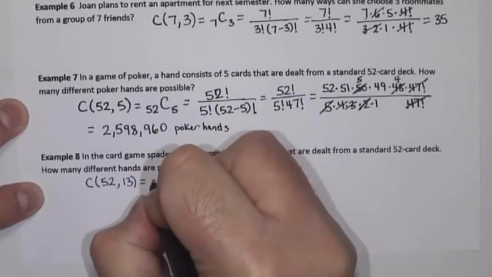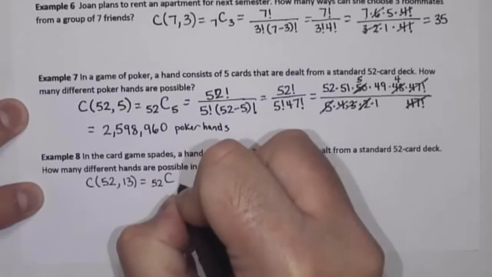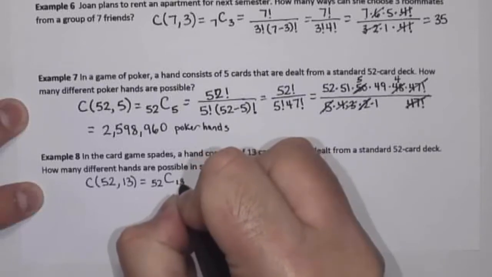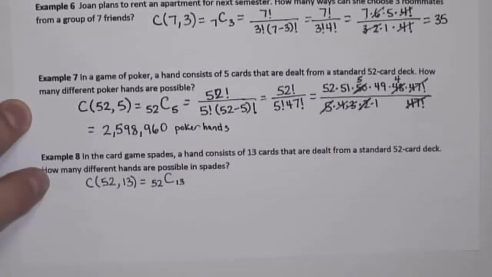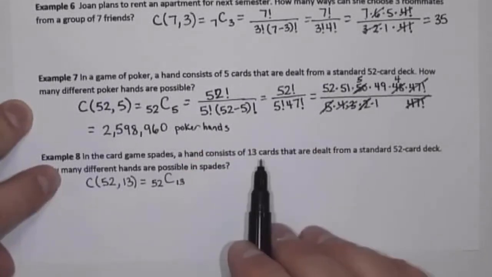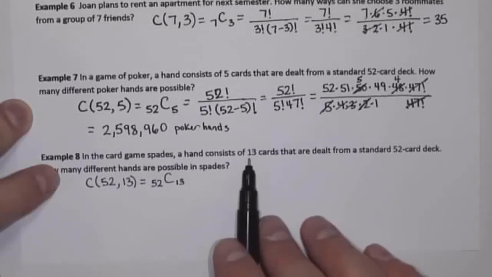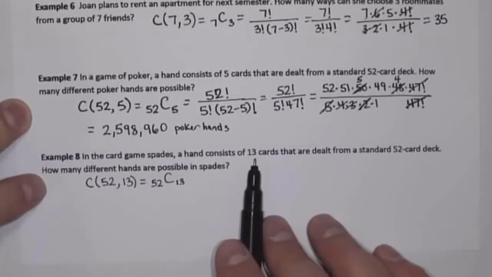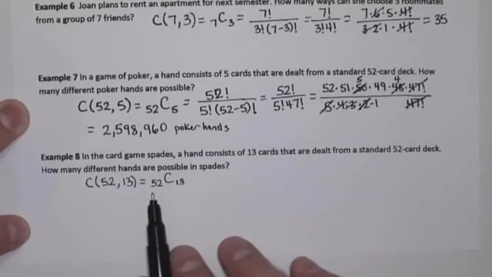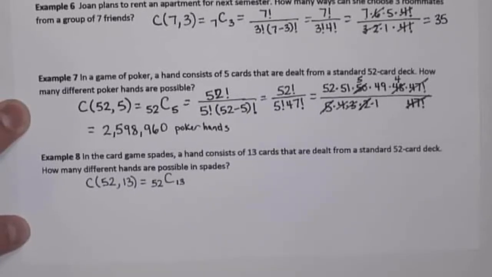Again, we can use either of our notations. Either way, this is a combination of 52 objects, and we're choosing 13 of those objects. It's a combination because the order in which the 13 cards are dealt doesn't matter. That has no real distinction, and so that makes it a combination instead of a permutation.